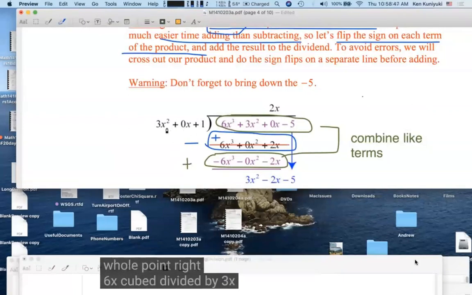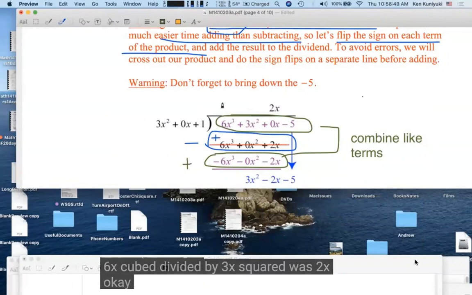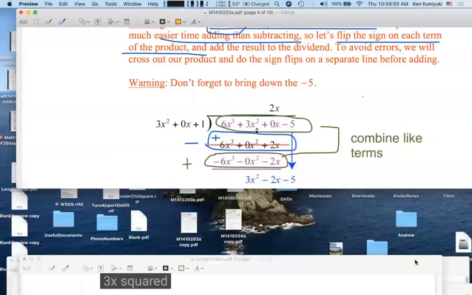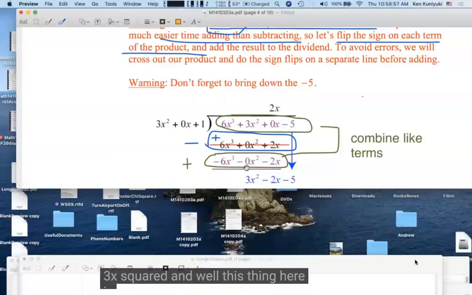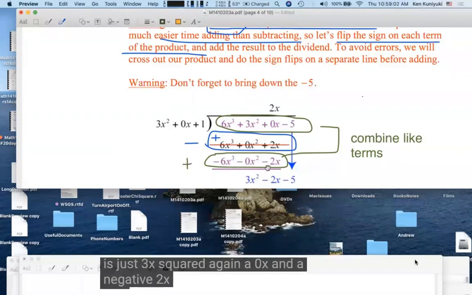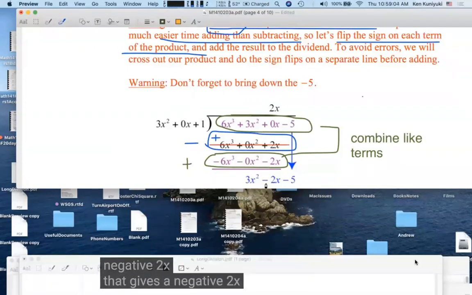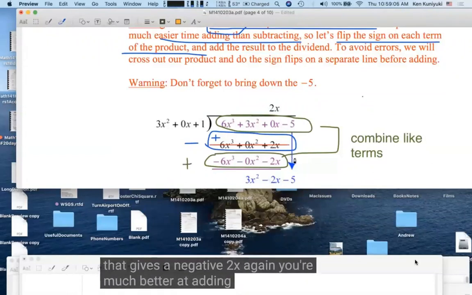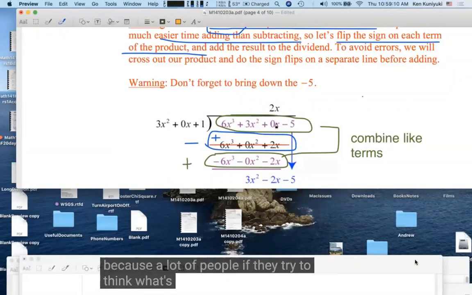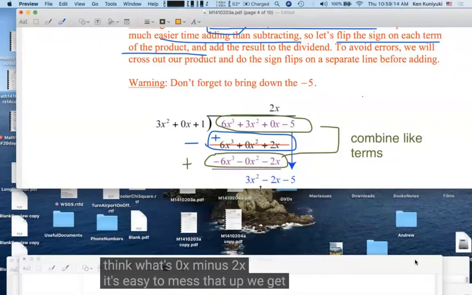6x cubed divided by 3x squared was 2x, okay? And because of all that, we end up with a 0 over here. 3x squared and, well, this thing here is just 3x squared again. A 0x and a negative 2x, that gives a negative 2x. Again, you're much better at adding than subtracting. Because a lot of people, if they try to think, what's 0x minus 2x, it's easy to mess that up. We get negative 2x.